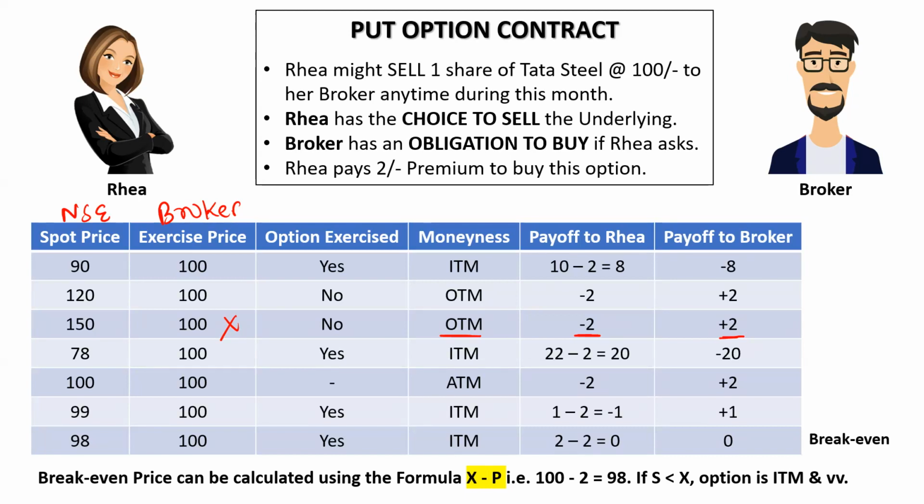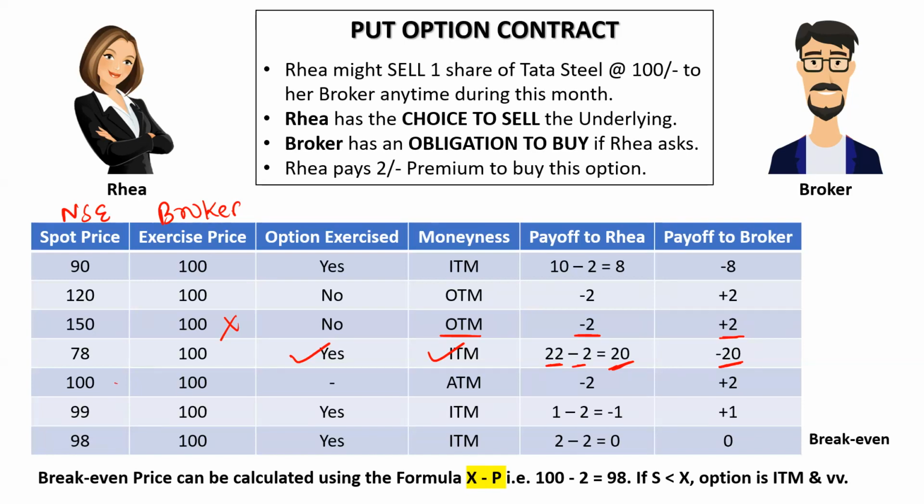If the price falls even more, let's say the price comes down to 78, then obviously she will decide to exercise the option contract. The option is in the money. She will make a gross profit of 22 minus the premium paid of 2. So the net profit is 20. For the broker, the net loss is 20.